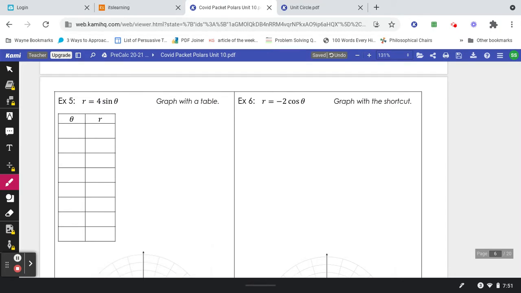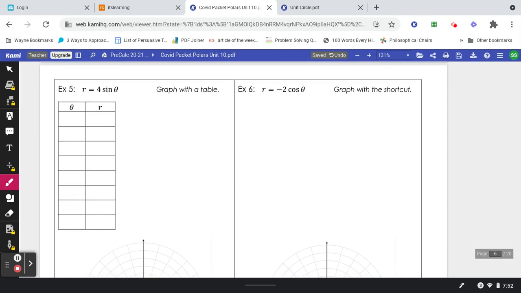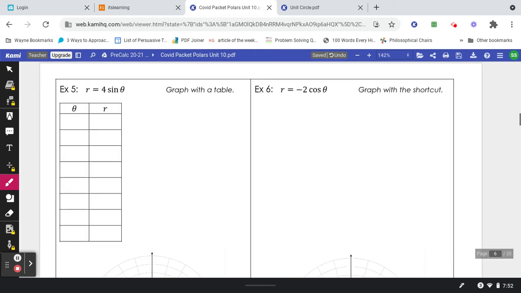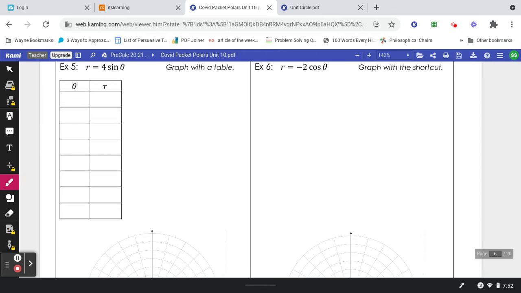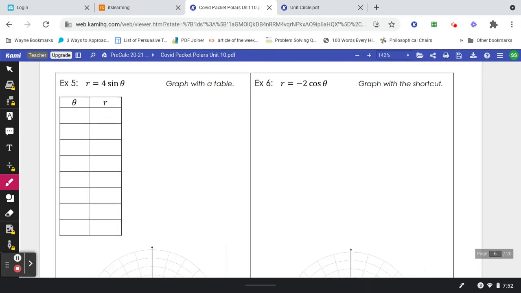We have r equals 4 sine of theta. So the first thing I want to do is graph this with a table. And notice how this now has an r and a theta, whereas the problems on the front had either one or the other. So when we start, we're just going to see what this looks like using a table.